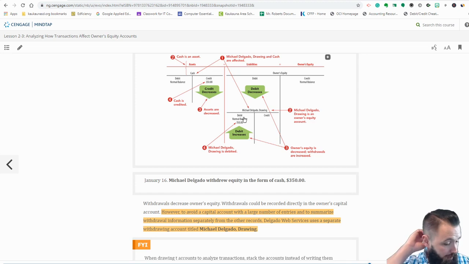So at the end of the month, if our owner took out money 3 times, we would see that there's 3 different transactions that have taken place here. So every time it happens, we need to record it. So what do we need to record here? We need to record that Michael Delgado's drawing increased. What's the normal balance on a drawing account? It's going to be the debit side. So we debit Michael Delgado's drawing to increase it, and then we decrease the cash.